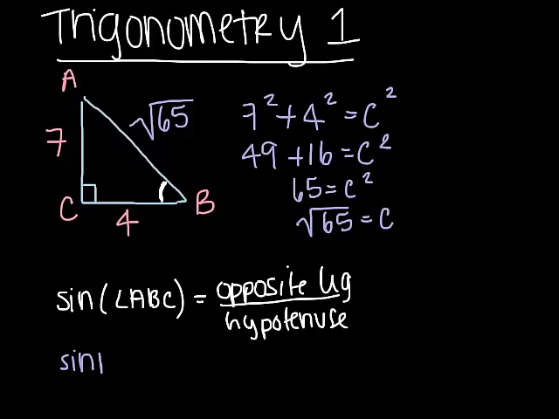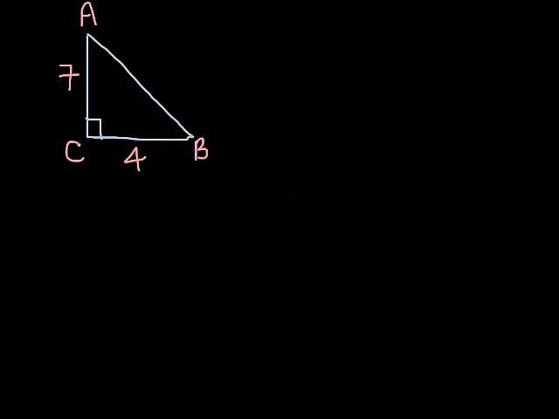Therefore, the sine of angle B, or the sine of angle ABC, you can write it both ways, is 7 over the square root of 65. Now that answer is perfectly correct. However, we could simplify this more and rationalize our denominator. So we discovered that this was the square root of 65, your hypotenuse. So the sine of angle B is 7 over root 65.